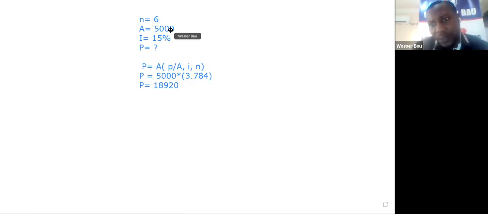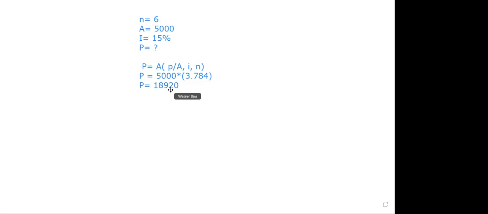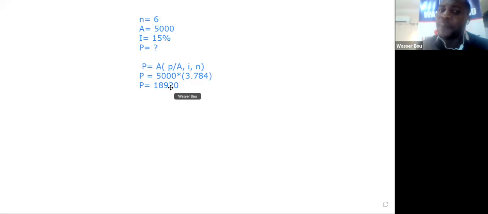Any question? I expect somebody to ask a question, unless you want to tell me all of you understand it very well. So this is what we call amortization, like in a mortgage. If you amortize this money at 15%, that's what we talk about as a loan. It means if I borrow this 18,920 for 6 years, and I want to pay it off in 6 years' time, I'll be paying 5,000 naira every year.